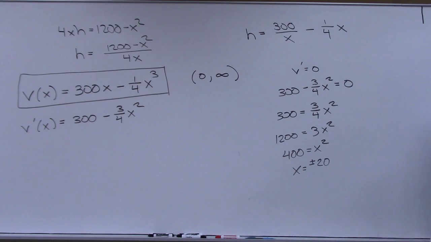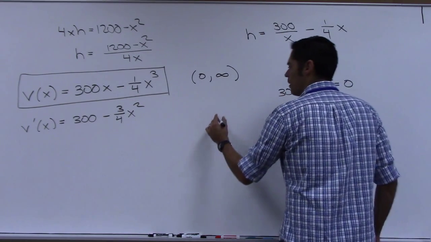Plus or minus 20? Yeah. But you throw one of those out, right? Because x can't be negative. So x is 20.